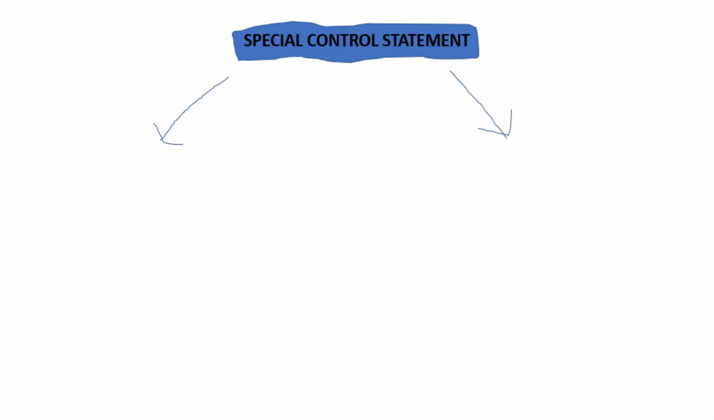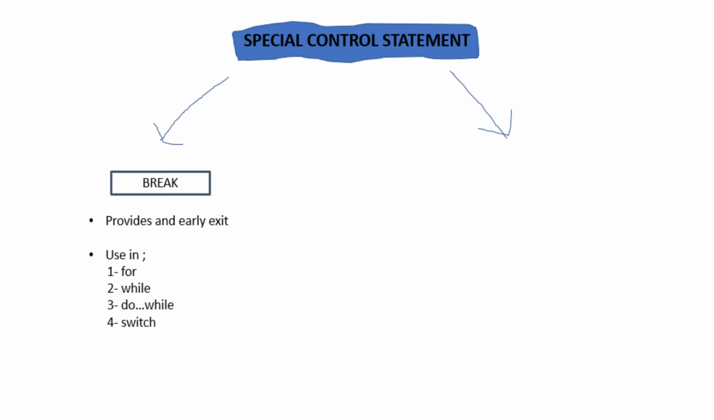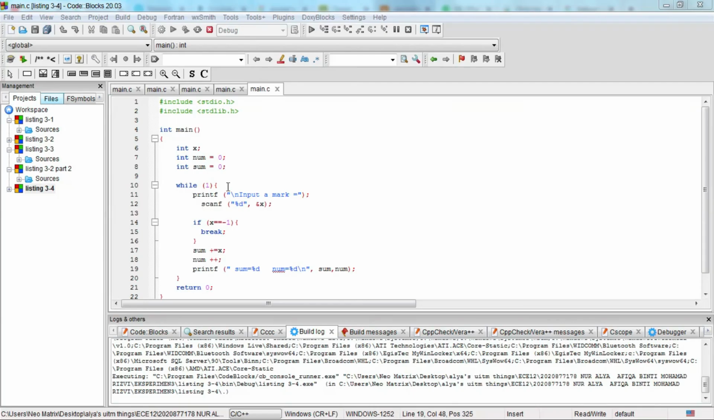We can use special control statements, which first we will learn about break. Break keyword is used to stop the current execution where it is used. The execution from the current statement is terminated and the control is transferred to statements outside the loop. Break statement is used in loop constructs such as for, while, do while, and switch. Let's see how break works and how it is implemented in programs. If the user enters negative one, then the loop breaks and the control is transferred to the next statement after the loop. So let's see the output.